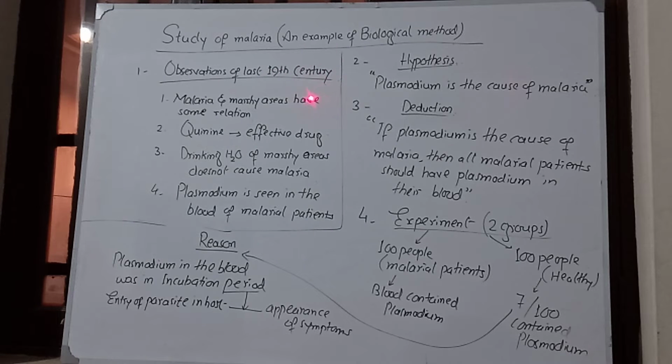Various observations were being made by scientists regarding malaria, which was a huge biological problem at that time. Those observations were: number one, malaria and marshy areas have some relation, because people living near marshy areas were more likely to suffer from malaria compared to those living away from marshy areas. So it means that there is some relation between malaria and marshy areas.